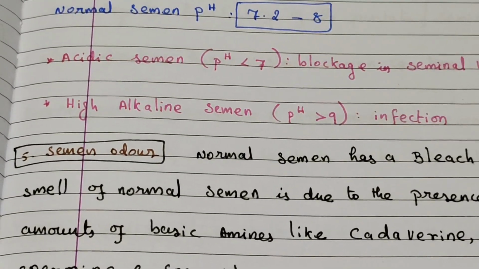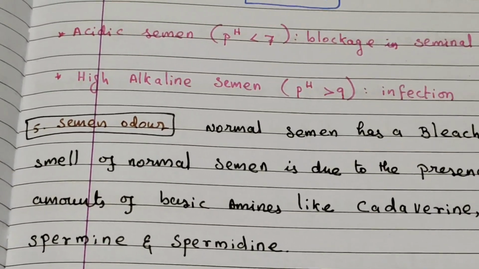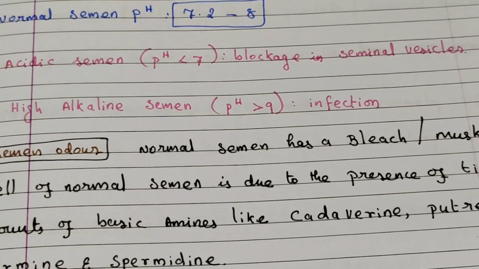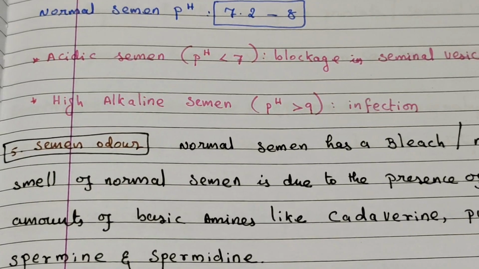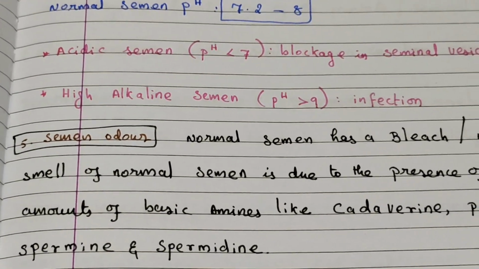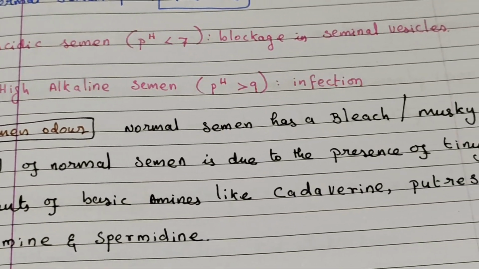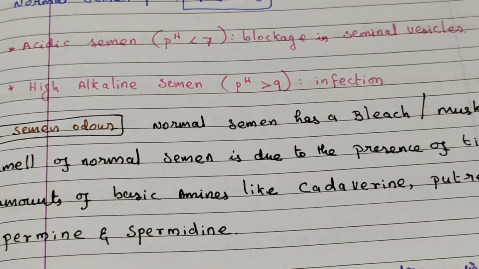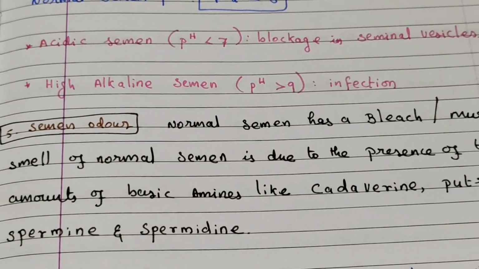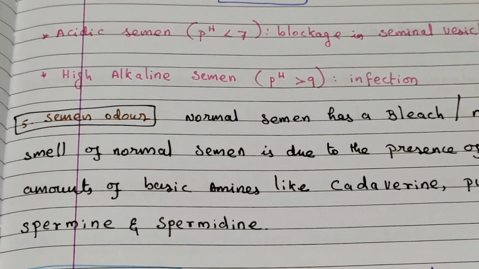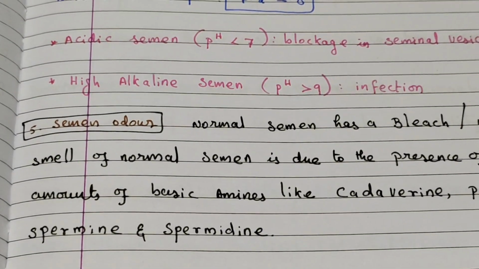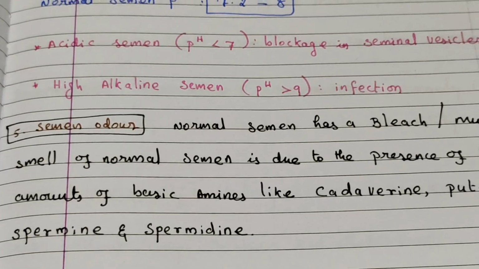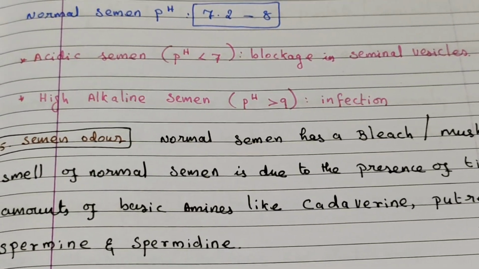Then parameter 5, semen odor. Normally semen has a characteristic bleach or musky smell due to the presence of tiny amounts of basic amines like cadaverine, putrescine, spermidine, then spermine. Slight variation to the smell would result from the person's diet, including sudden medication, because some medication also causes smell.